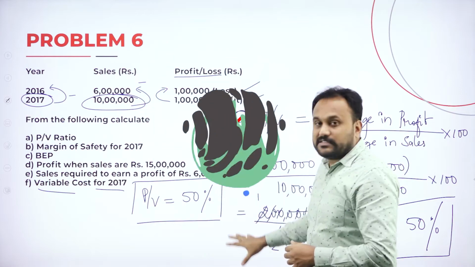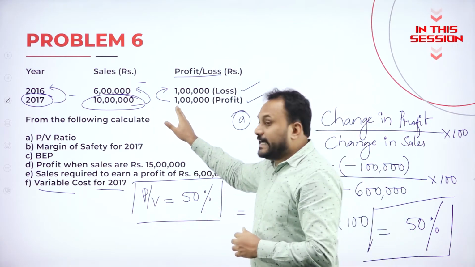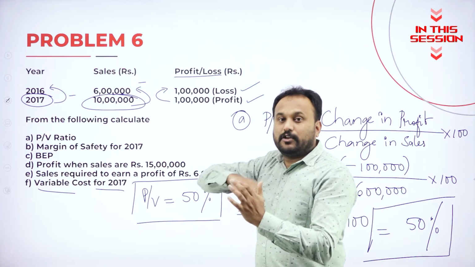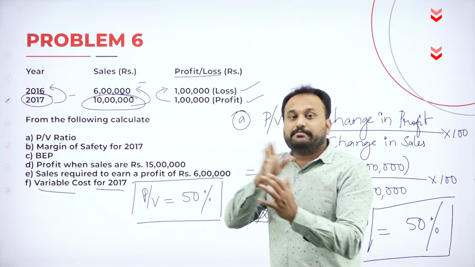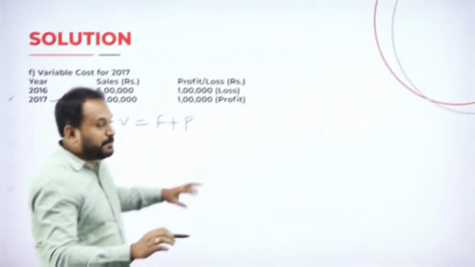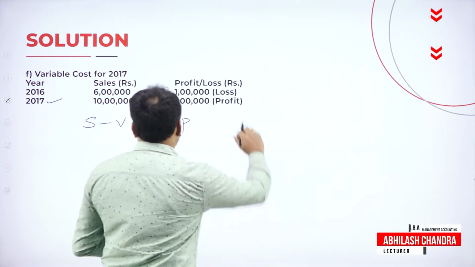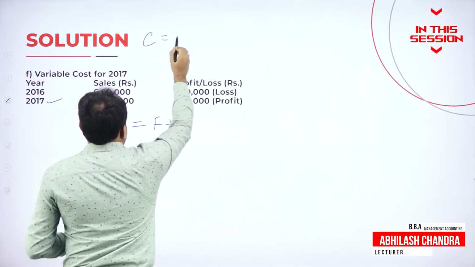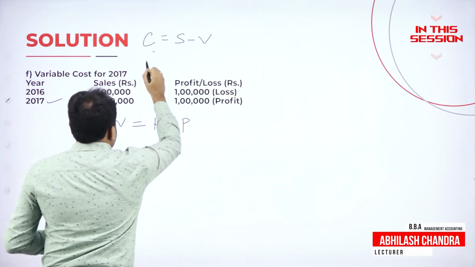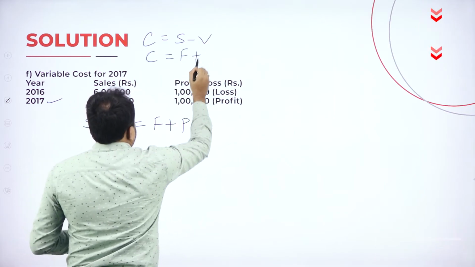Whenever we go with these type of question, current year minus loss, when you do it, minus of minus, that becomes plus. Let me write a contribution formula for you here. Contribution is equal to S minus V. Contribution is equal to F plus P.